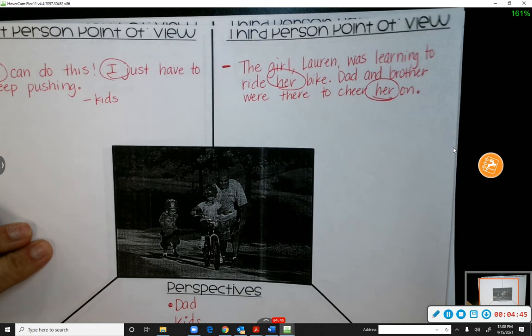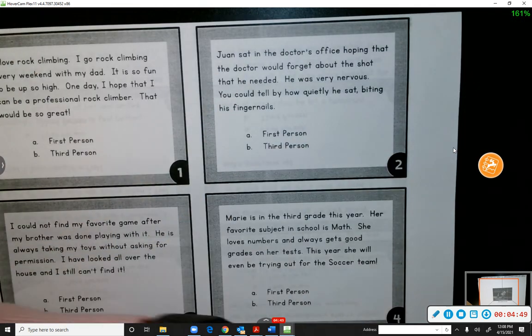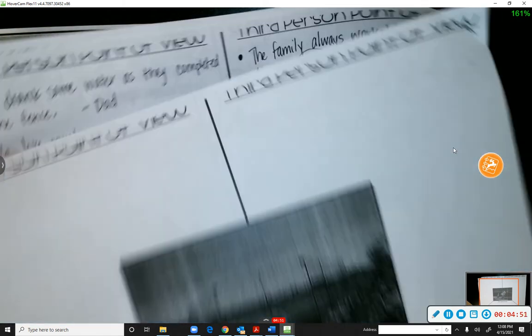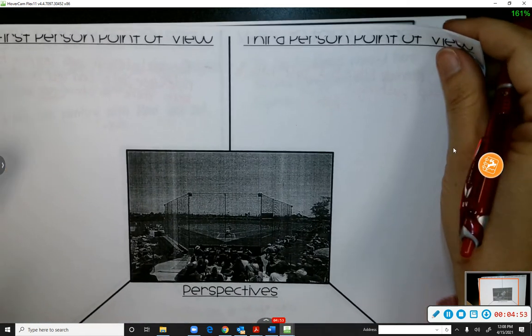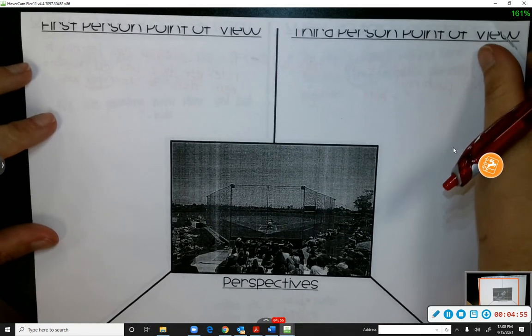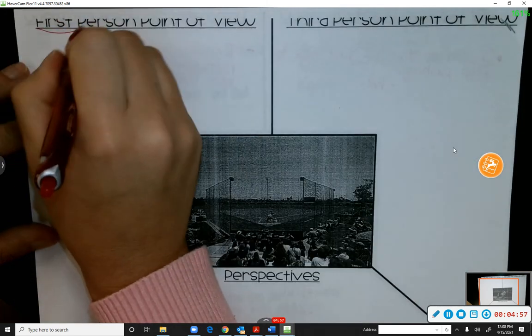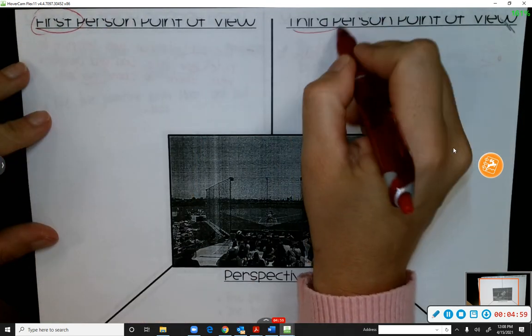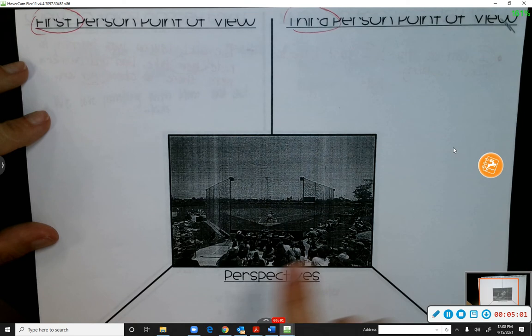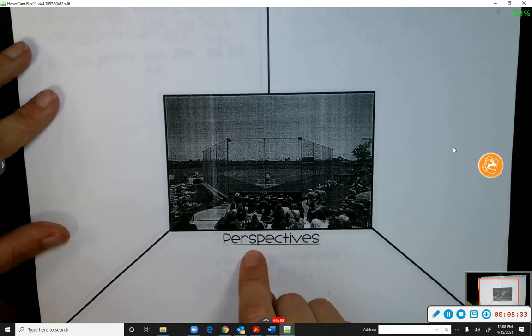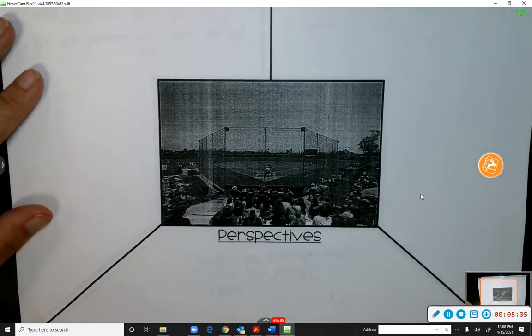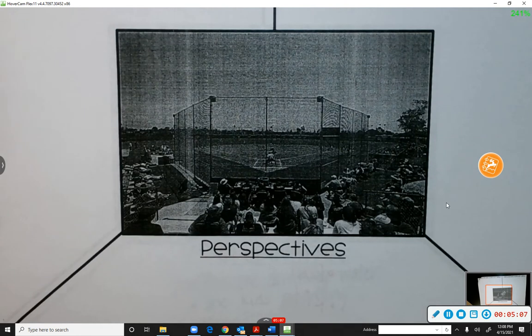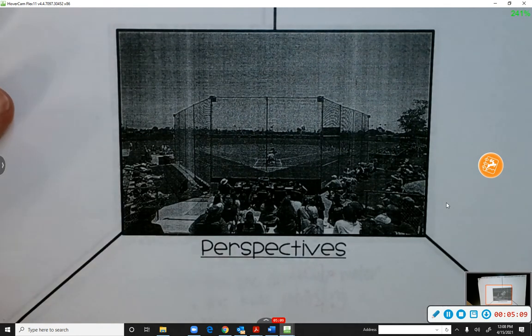Okay, now we have one more on the back. It's the baseball game. This is the last one, so I want you guys to try it. Write a sentence in first person and then in third person. First, let's do the perspectives. Who could you be if you were at this baseball game? Allie?